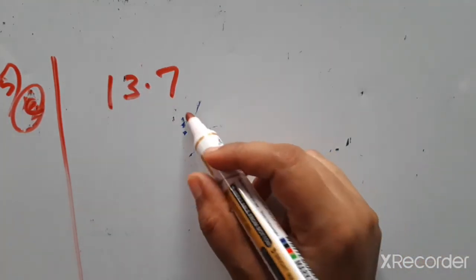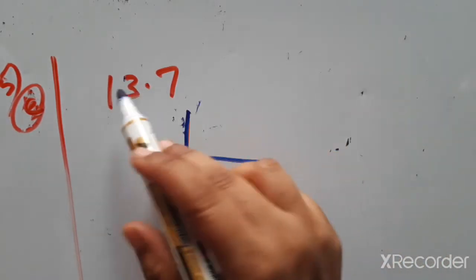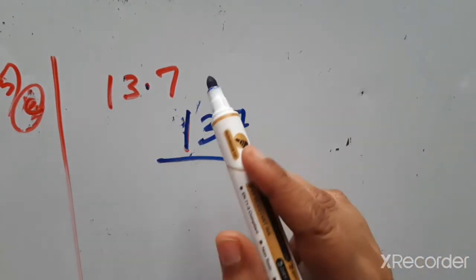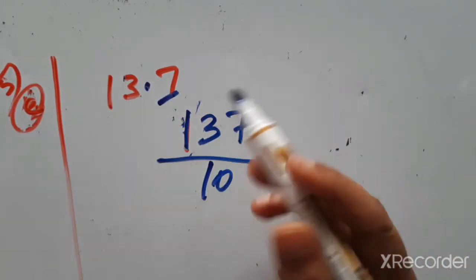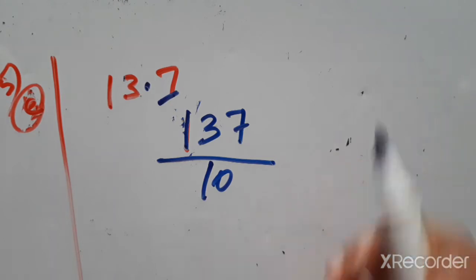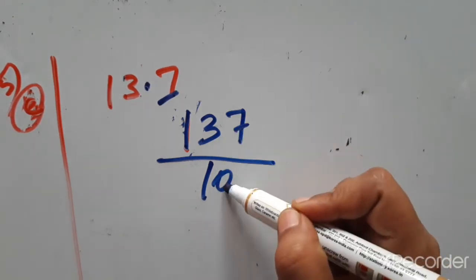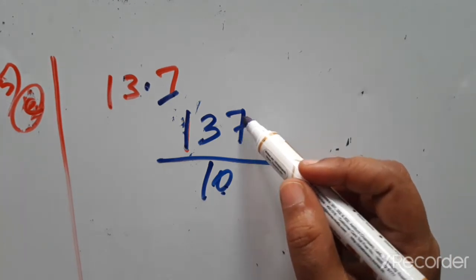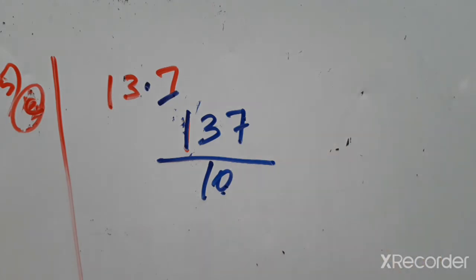Next, E, 13.7. So 13.7 means the numerator is without the decimal point, 137. Then after the decimal point, how many numbers? One number, so 10. Now we have to reduce the value. Whether we can reduce it? No, we can't cancel it, because 0 we could try with 2, but 7 is the last number. If even numbers, it will divide with the 2 times table.